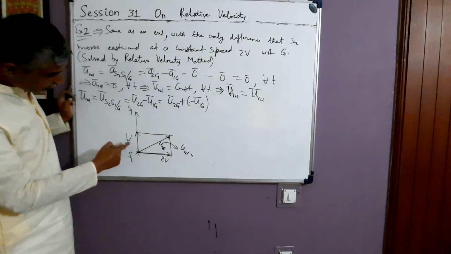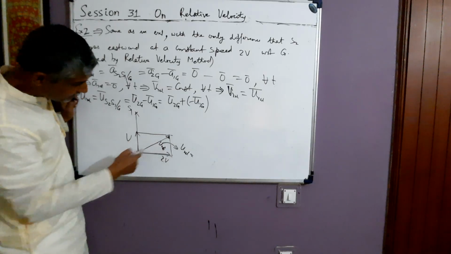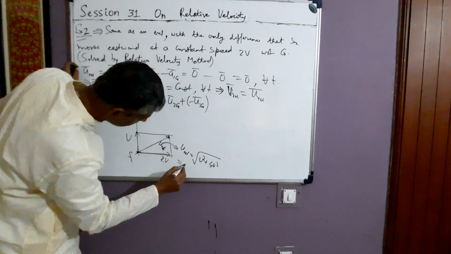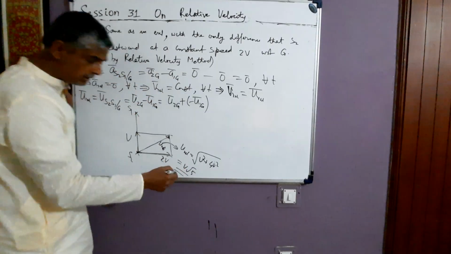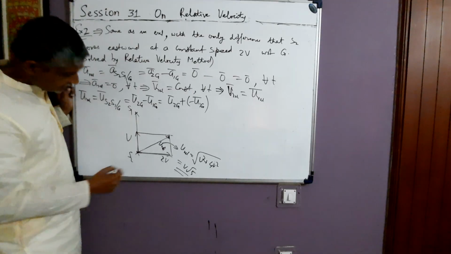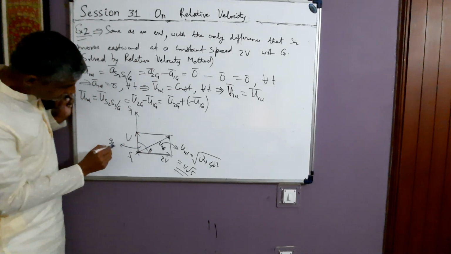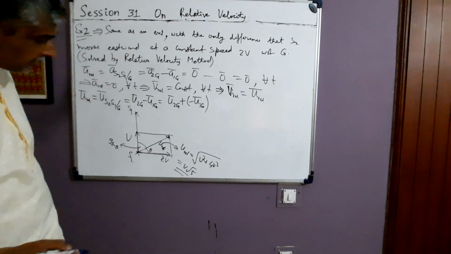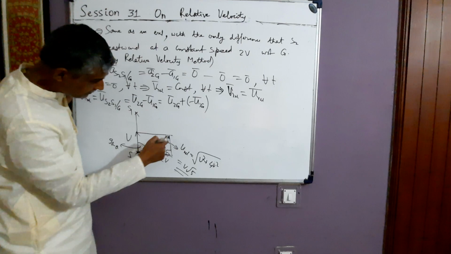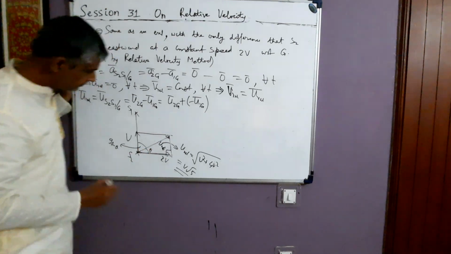And you can see that u relative is just the hypotenuse of a right angle triangle. This is v, this is 2v. By Pythagoras theorem, this is v square plus 4v square. So u relative is equal to v root 5. This is the relative speed. So let's call this angle theta, so this angle becomes 90 minus theta. So how to find this theta? This is the right angle triangle, with sides v and 2v. Tan theta equals v by 2v.